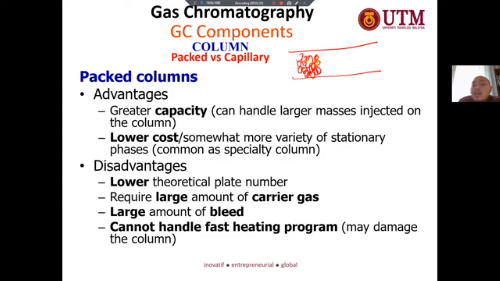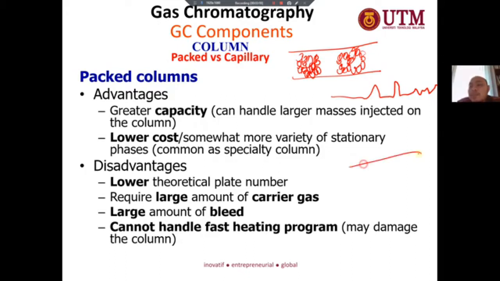The problem is when the column is damaged, maybe because the temperature is not properly maintained, or the solvent used damages the packing beads or packing material. They will create empty spaces, and when this happens, they will create a lot of instability. So your peak will have a lot of noise, and the baseline of the chromatogram has a lot of noise. That is the problem of a large amount of bleed.